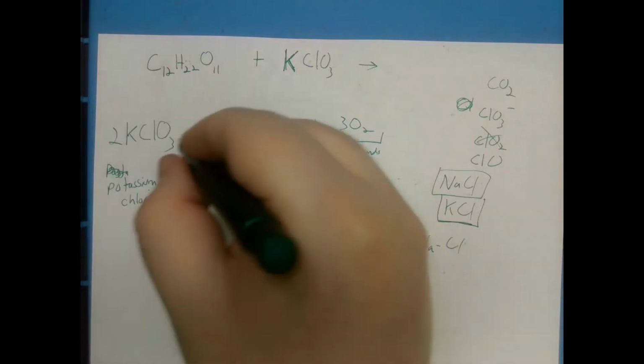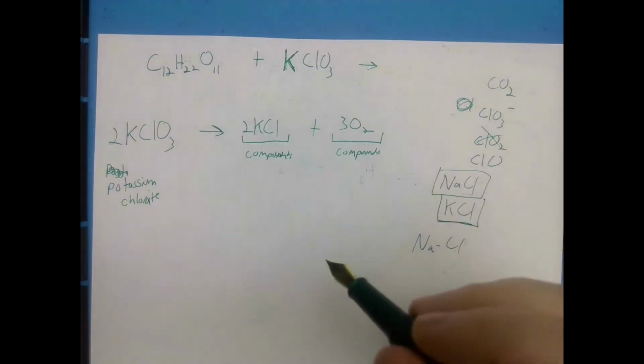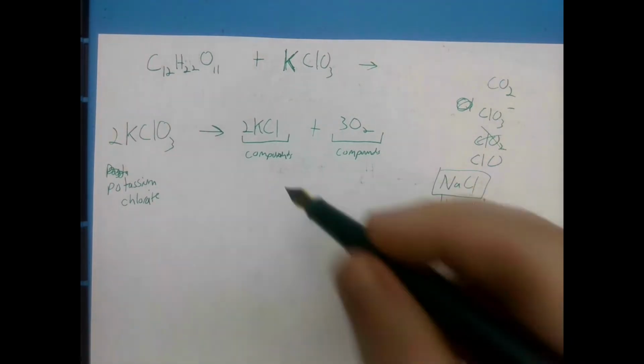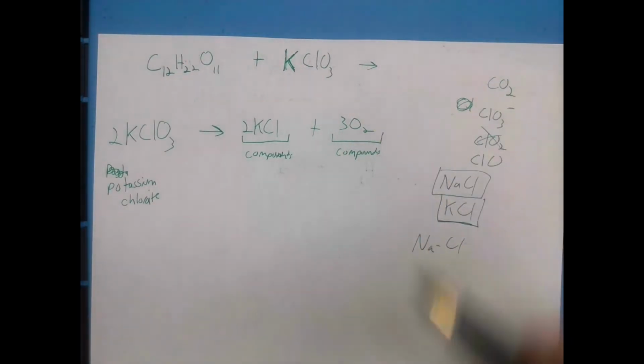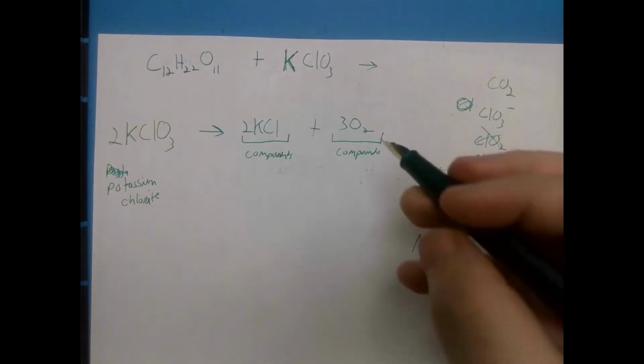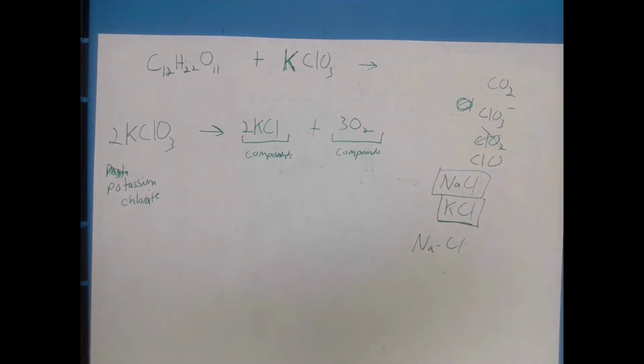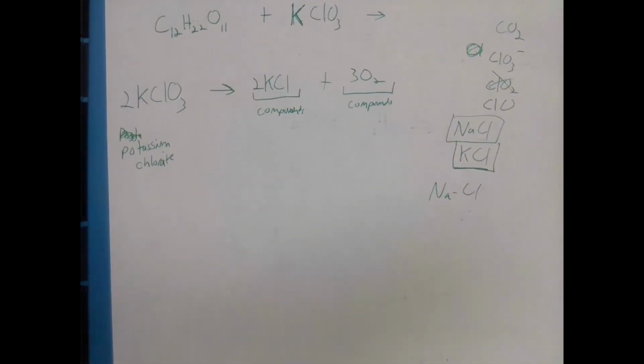If you can get an ionic compound from this, another ionic compound, that's usually going to be it, and wherever's left over, you can work with that. But this is how it decomposes. We'll get to how we make it decompose in a little bit.